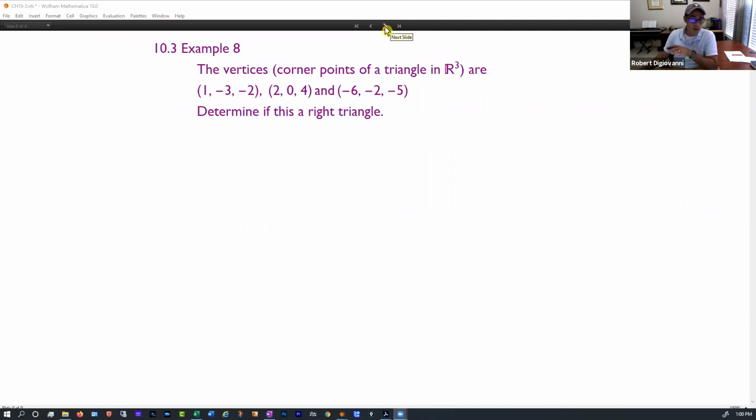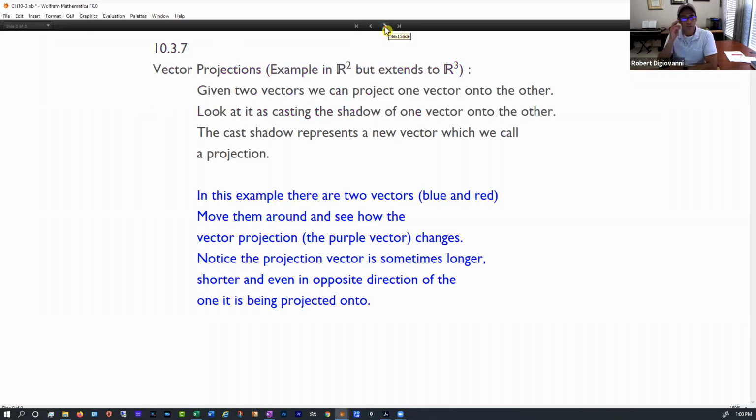We're still in the dot product section. So we're now going to be talking about two different concepts. The first concept here is called vector projections. This is going to come up very helpful later on as we move through this chapter. Given two vectors, we can project one vector onto the other, and we like to look at it as casting a shadow.